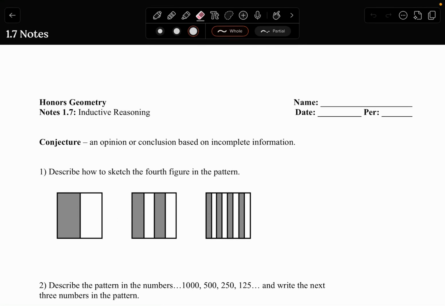Hello everybody, we are going to be going over our 1.7 notes, inductive and deductive reasoning. I just have inductive reasoning on here for some reason, but whatever.